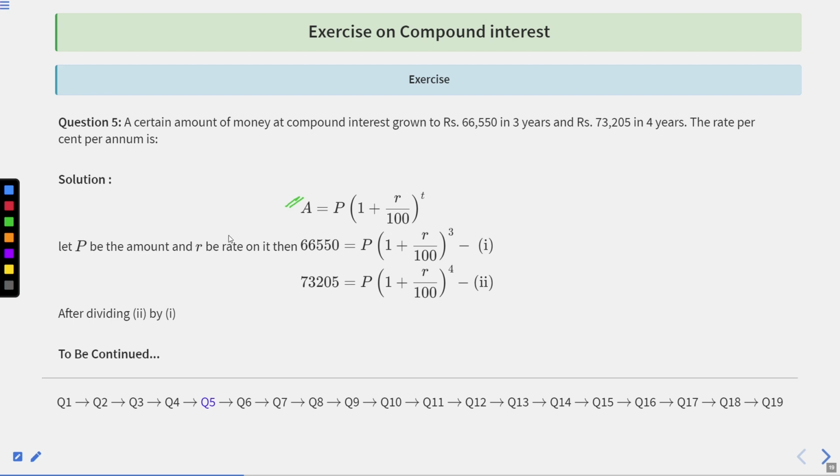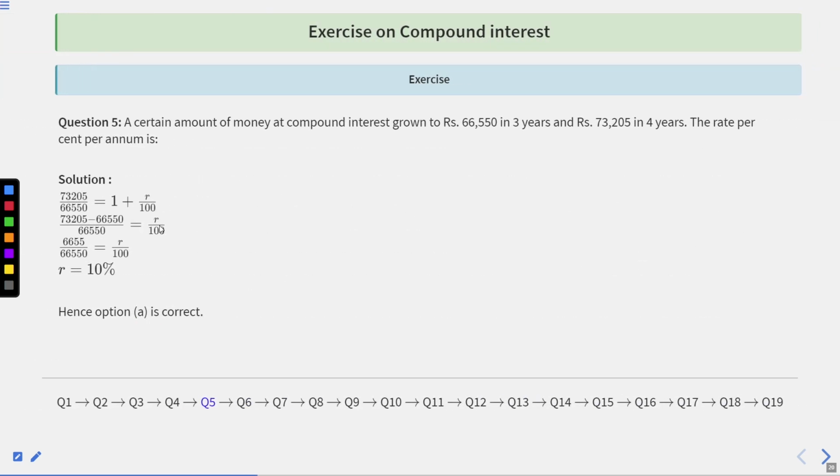So let P be the amount and R be the rate on it, then 66,550 is equal to P into 1 plus R upon 100 to the power 3. And 73,205 is equal to P into 1 plus R upon 100 to the power 4. So after dividing 2 by 1, we will have 73,205 upon 66,550 equal to 1 plus R upon 100. So when you simplify this, you can obtain the value of R and it will come out to be 10%. So the correct option here is option A.